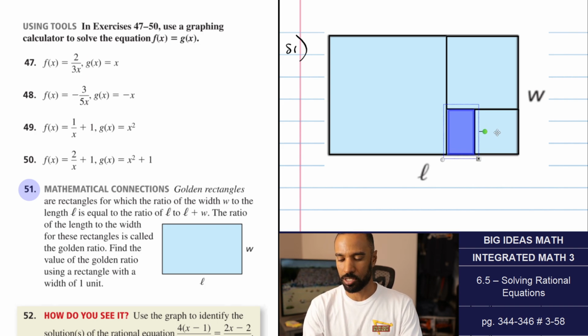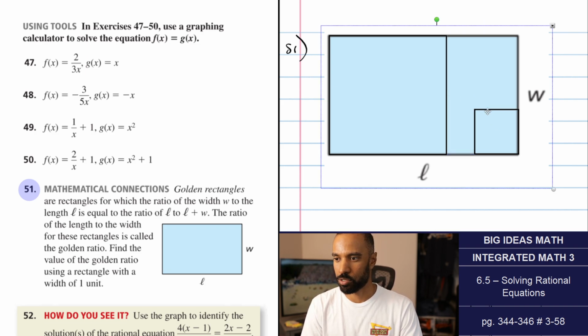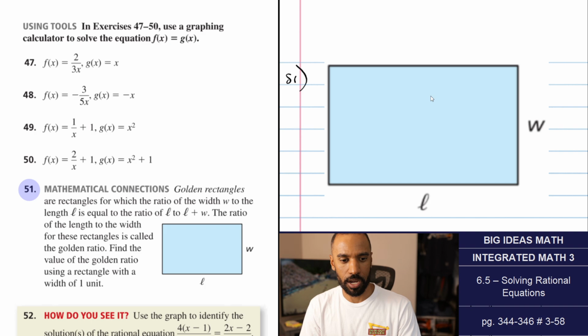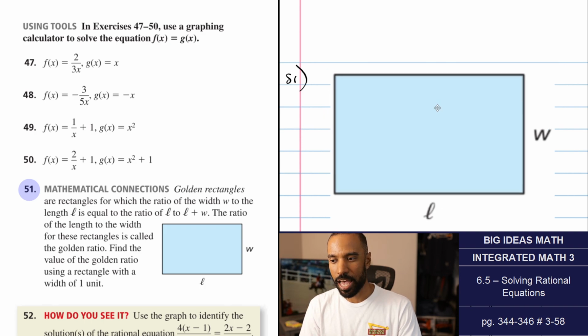Anyway, how are they asking us to do this? Let's get rid of some of the things I was drawing. I was just fooling around so you can understand what it's actually saying. They actually said it the other way. They said that the ratio of the width to the length is equal to the ratio of L to L plus W.